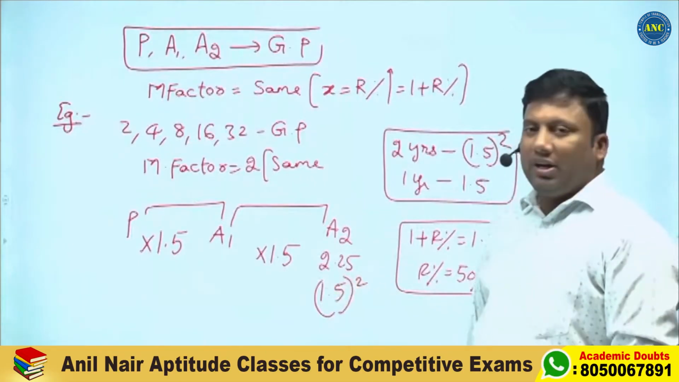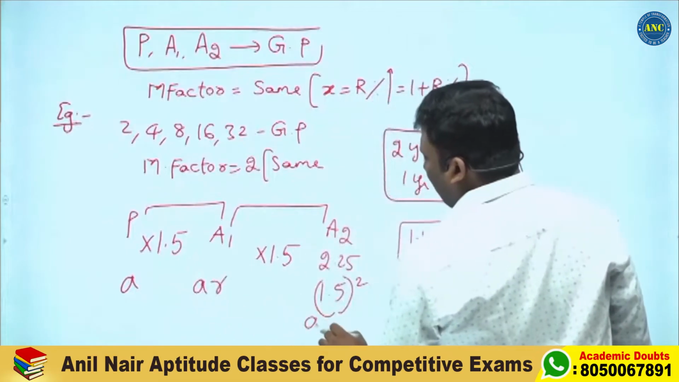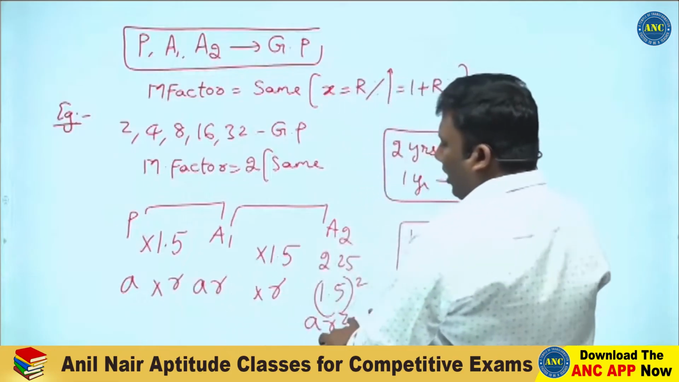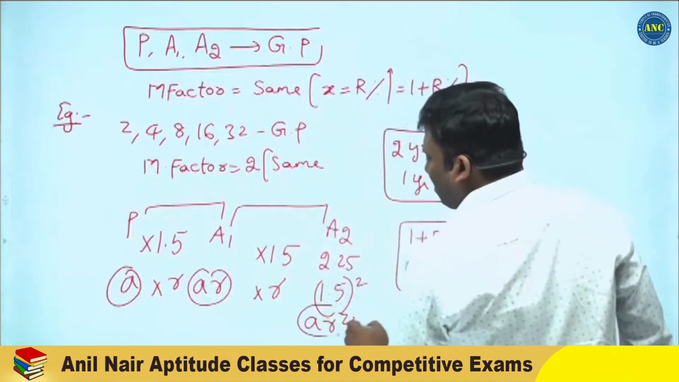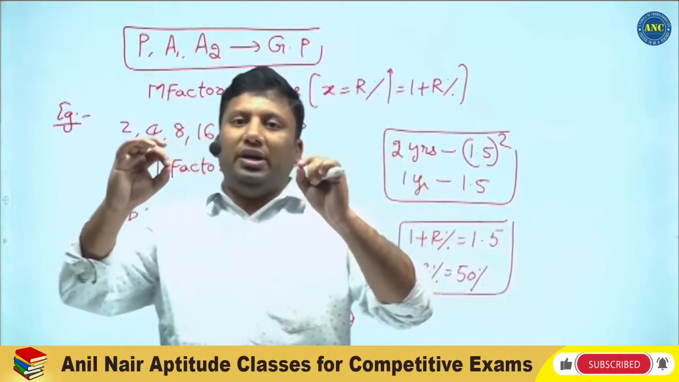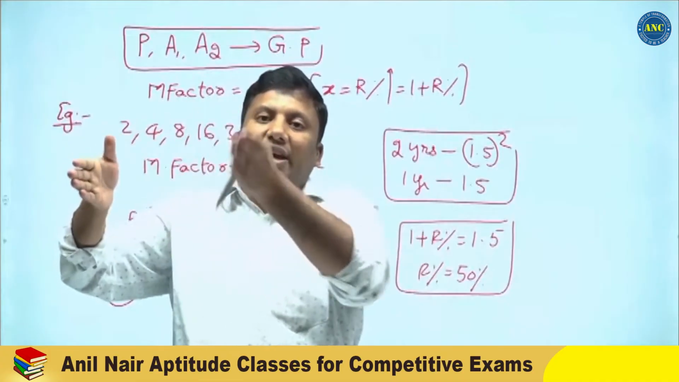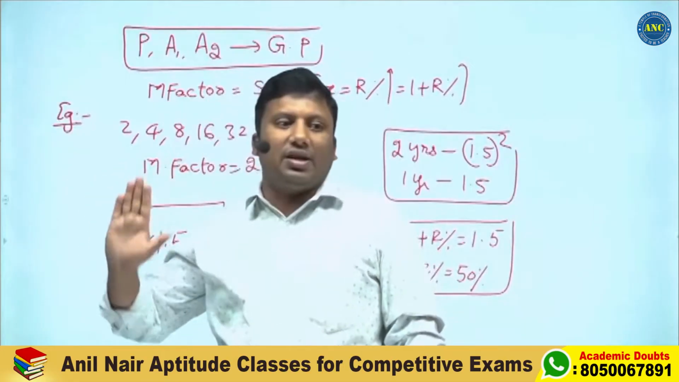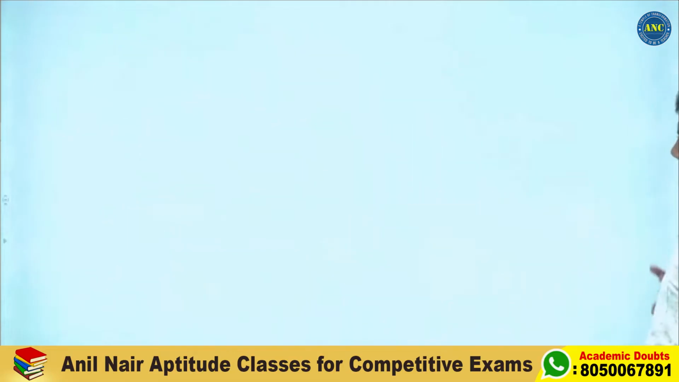It is 1.5 whole square. It is similar to A, AR and AR square. So it is into R and into R. R square is 1.5 whole square. So this becomes into 1.5 and this becomes into 1.5. Geometric progression: compound interest, amount, principal, amount after equal time intervals, all will be in geometric progression. All four angles, I hope it is clear, right? Let me solve the second question.